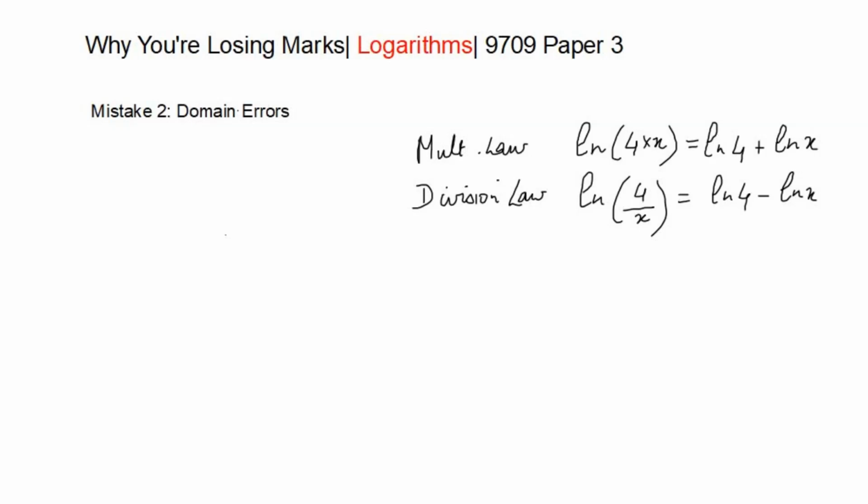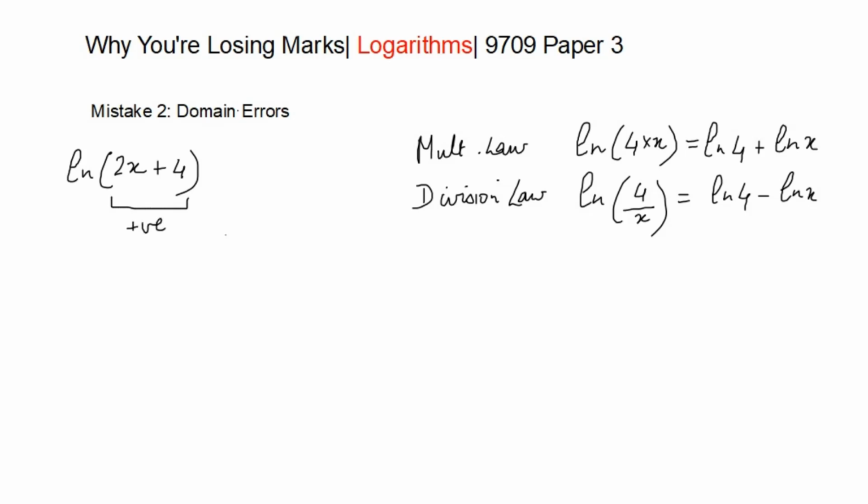The next mistake we want to talk about has to do with domain errors. So let's take an example: log of (2x + 4). Now, if you see log of 2x plus 4, the first thing you need to ask yourself is, what is the domain for this log? So what does that mean? Now, you can never have a log of a negative number. So this entire section within the log has to be positive, right?